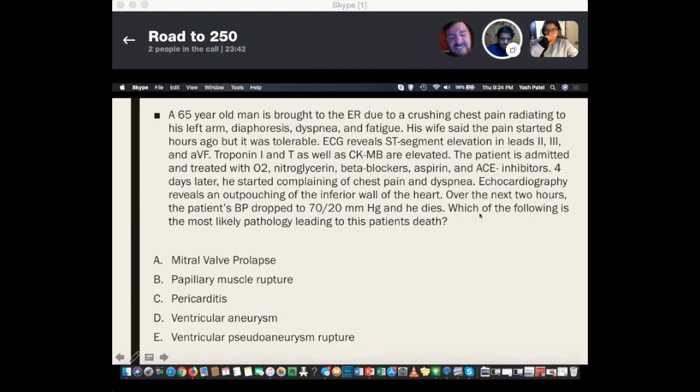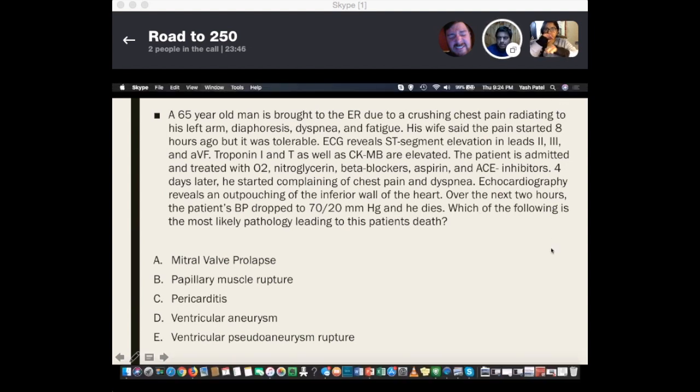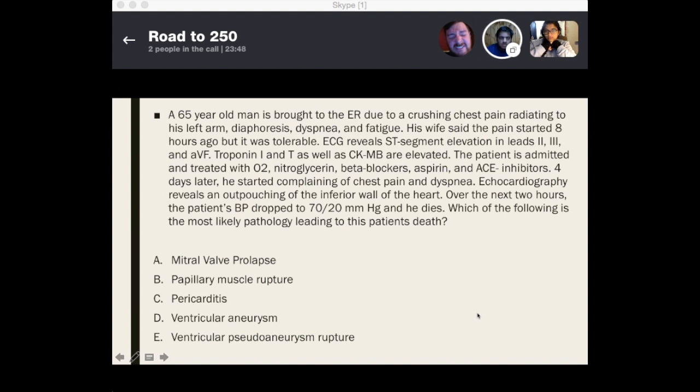So you have a 65-year-old man brought to the ER due to a crushing chest pain radiating to his left arm, diaphoresis, dyspnea, and fatigue. His wife said the pain started 8 hours ago, but it was tolerable. ECG revealed an ST segment elevation in leads 2, 3, and AVF, troponin level or troponin I and T, as well as CKMBs are elevated.